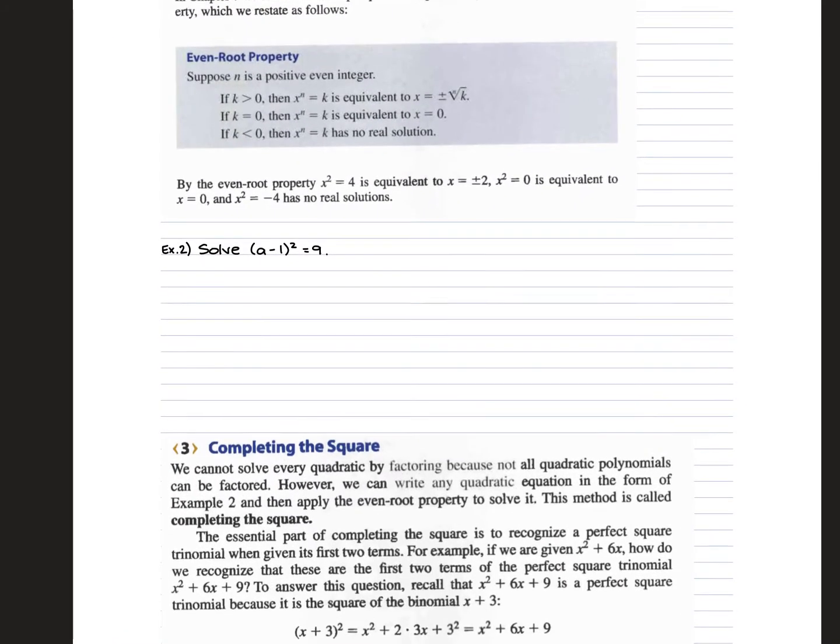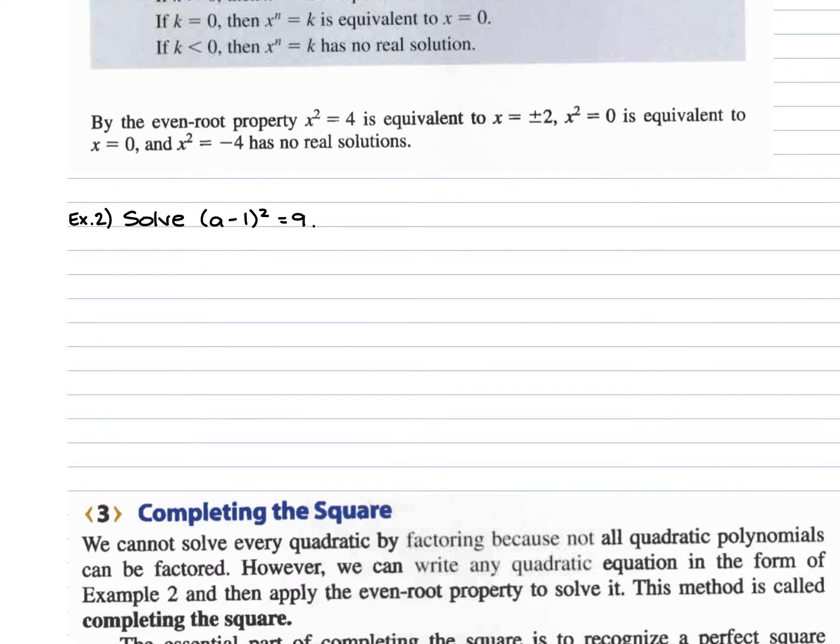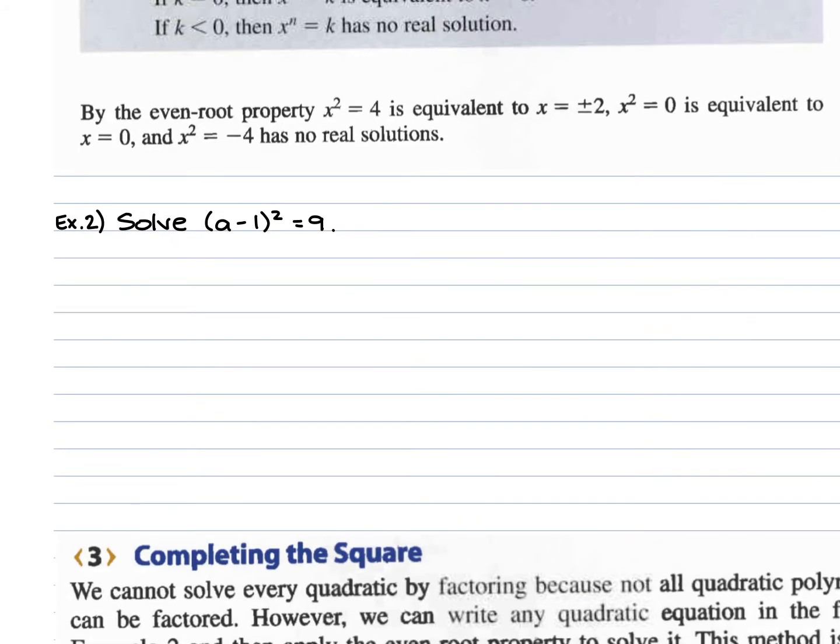For our next example, we are given a minus 1 squared is equal to 9. For this one, we do have a binomial squared on one side of that equal sign. So if we isolate that binomial squared, we could start by taking the square root of each side. Remember, when you take the square root of each side, your answer is both positive and negative of that radical. So for this, we're going to take the square root of that a minus 1 squared. We're going to take the square root of that 9.